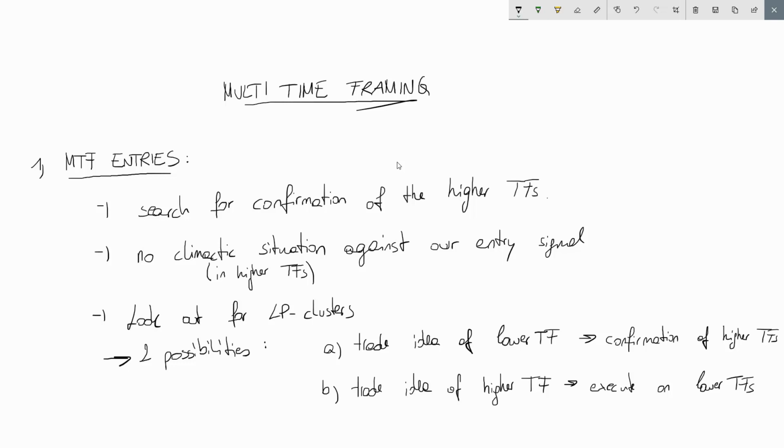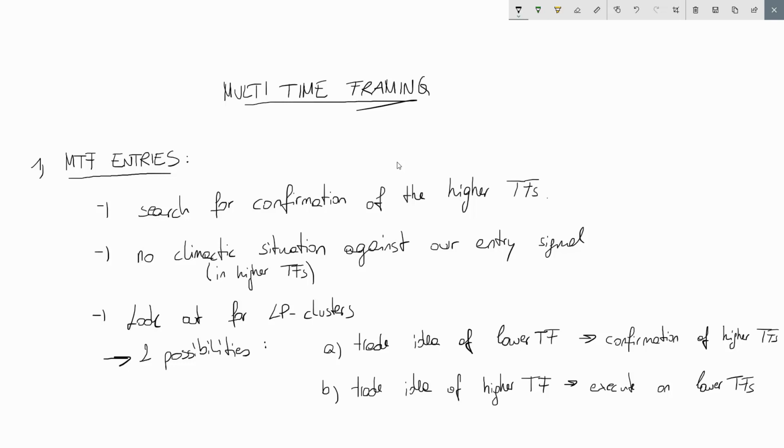What I'm doing here now is giving you a short recap of two weeks ago. As you know already, we had this important topic about multi-time framing, and we had two big topics, because multi-time framing is important for the entries and multi-time framing is important for the targets. The first part we did was multi-time frame entries. MTF stands for multi-time framing, as you can probably guess already. So what does this mean?